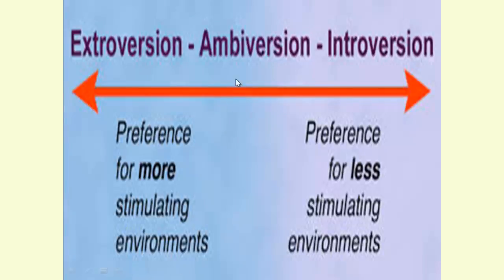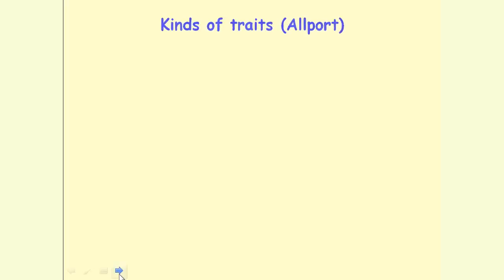And if you're somewhere in the middle, you're an ambivert. You're neither extroverted nor introverted. Terms of this theory include several kinds of traits.